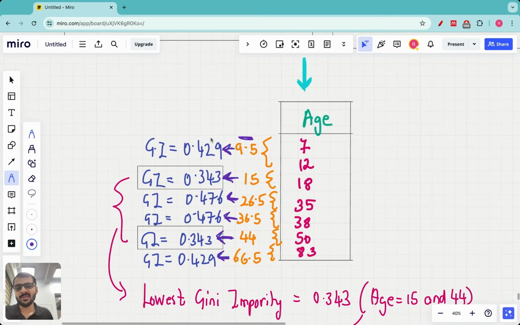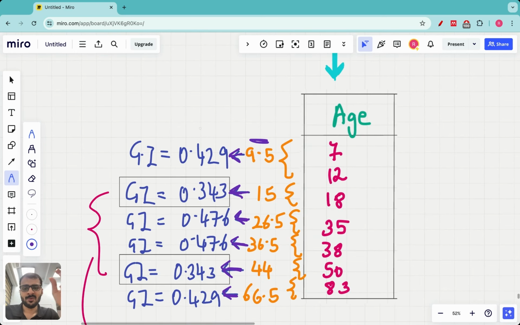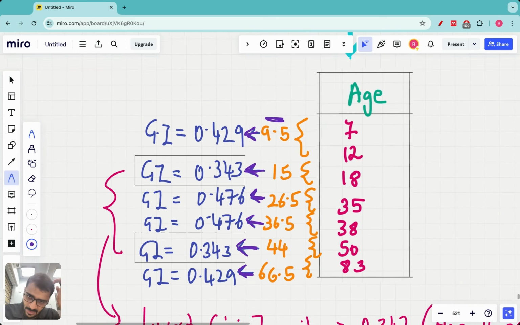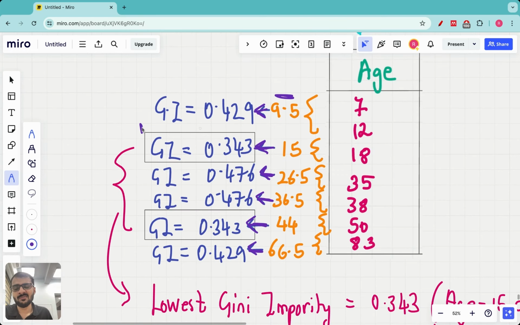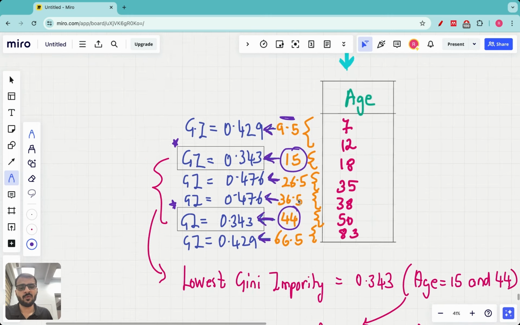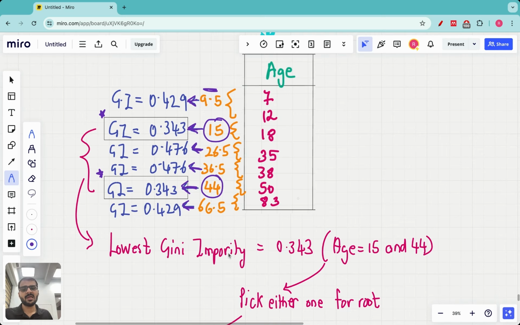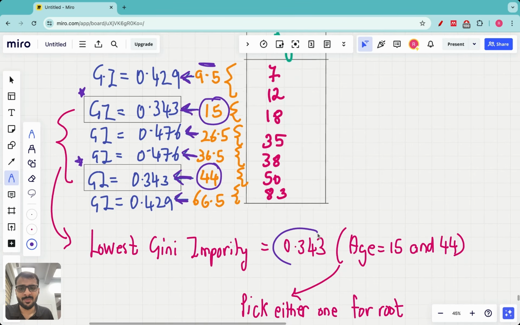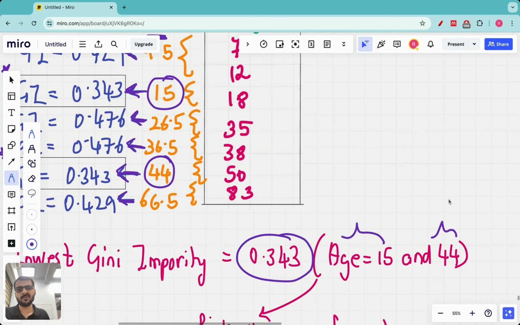Now, if you look at all these Gini impurities, we have to select that particular age which has the lowest Gini impurity. So if you look at this list of Gini impurities, you will see that there are two lowest values of Gini impurity, 0.343, and that is given for age equal to 15 and age equal to 44. I have also written that here: the lowest Gini impurity is 0.343, and that comes out to be for age equal to 15 as well as age equal to 44.